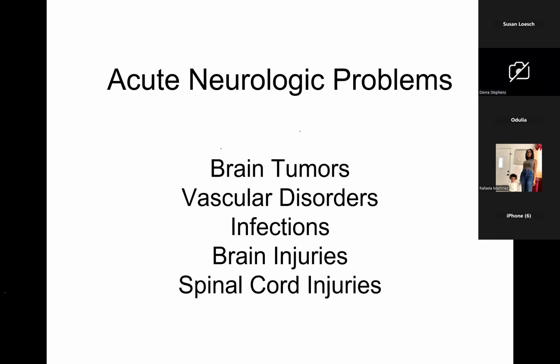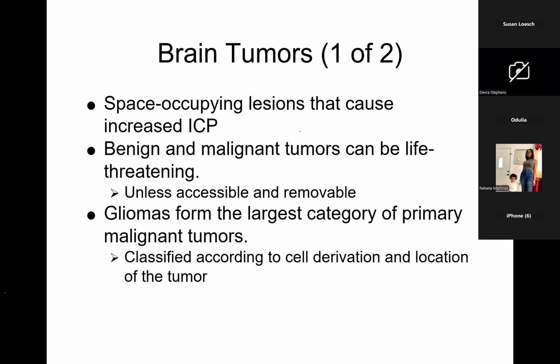All right, next we're going to talk about brain tumors. These take up space in the brain, and so they cause increased cranial pressure, okay? Because remember, there's no place for any extra thing to be in that brain. Whether the tumor is benign or malignant, it can be life-threatening. If they're in an area that we can access, where they can be removed, then we might be in luck. But a lot of them are not in an area where we can easily do surgery and remove them or treat them.